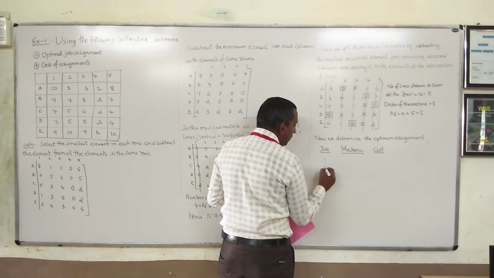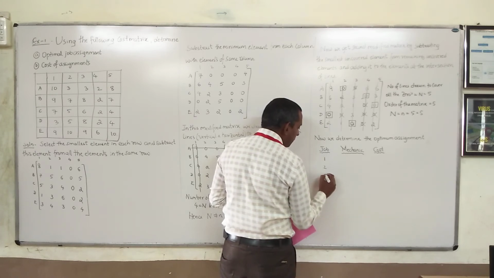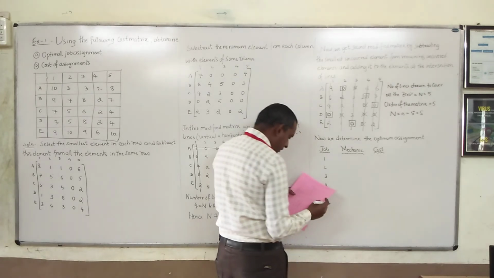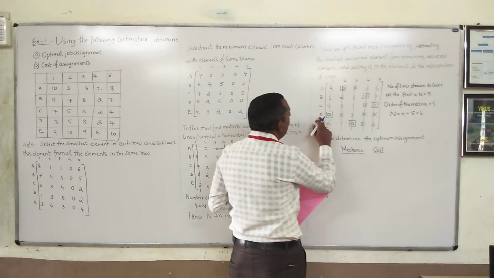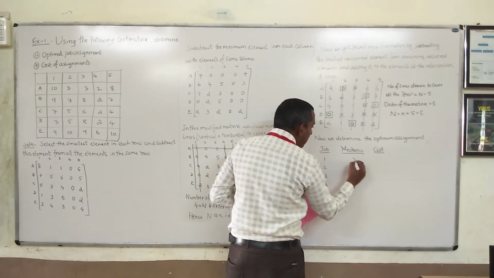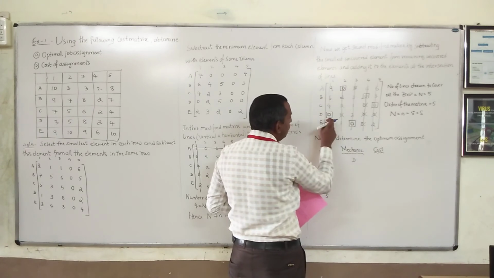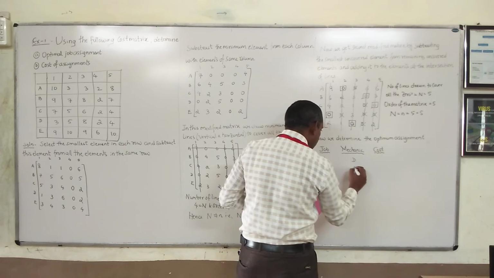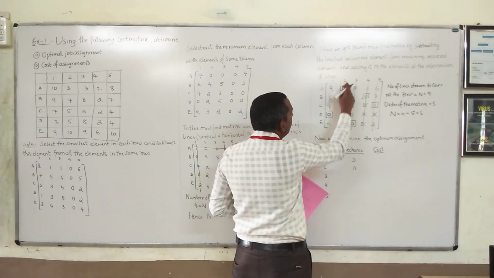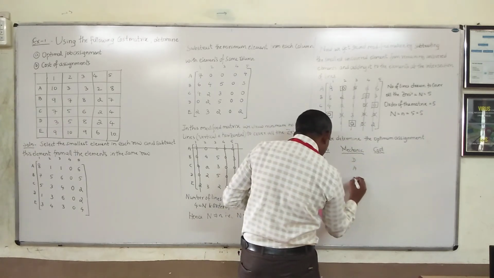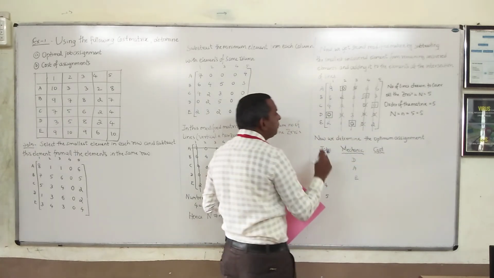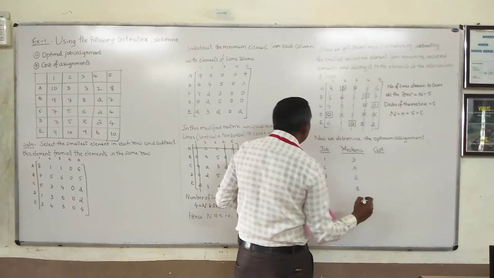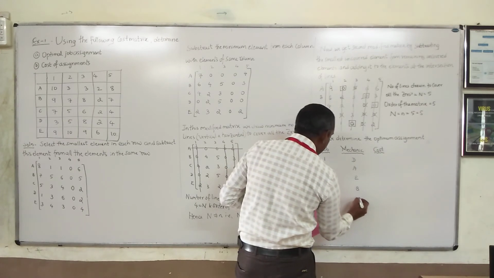That is 1, 2, 3, 4, followed by 5. So mechanic 1 corresponds to D here, whereas 2 corresponds to A. So 2 corresponds to A, 3 corresponds to E, then 4 corresponds to B, then 5 corresponds to C.